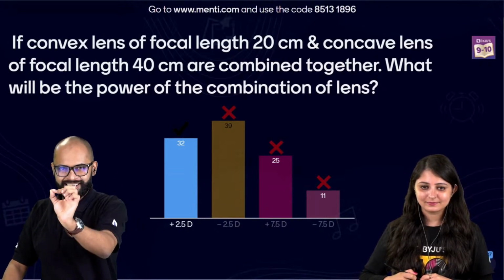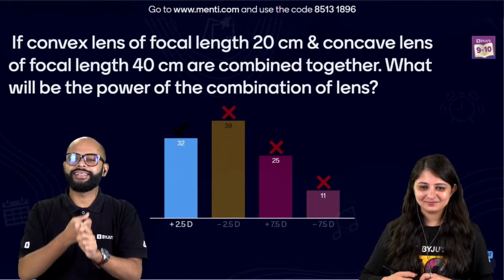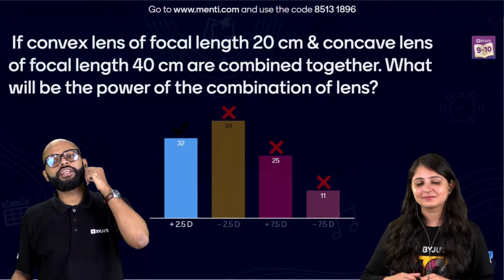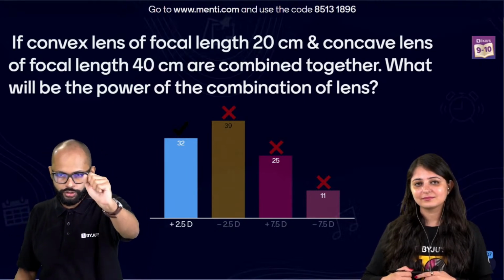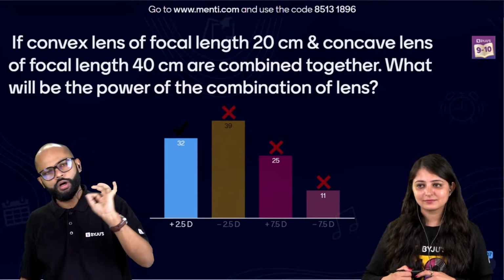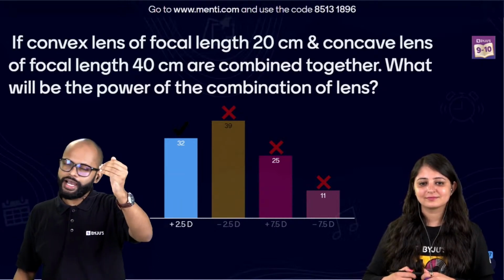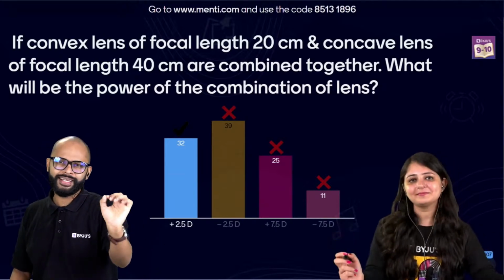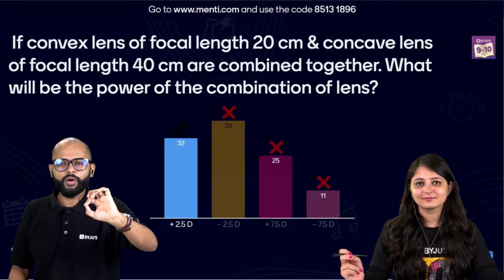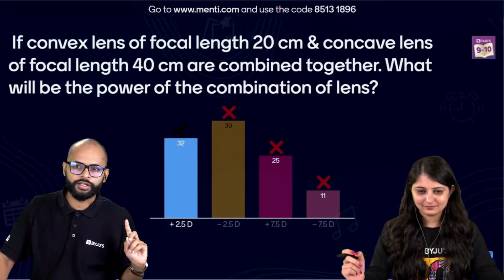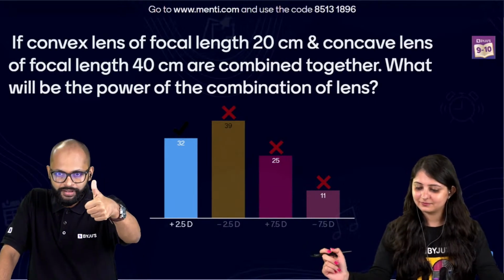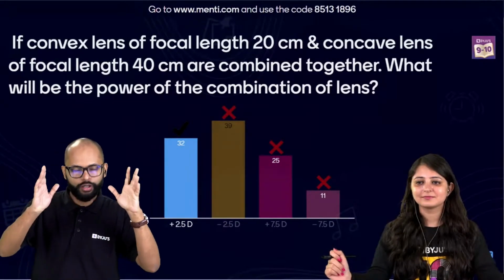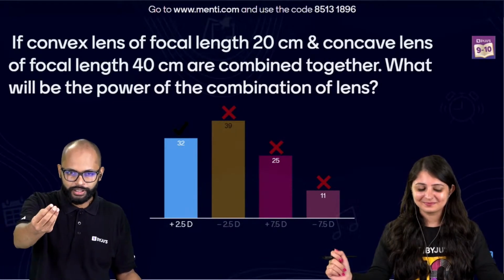First of all, choose a proper sign convention for the focal length. It's a convex lens, so the focal length will be positive because it is to the right. Second is the concave lens. Its focal length is going to be negative because it is to the left. So you get plus 20 and minus 40. Now what happens? Either you go for 100 upon focal length in centimeters, or 1 upon focal length in meters. It doesn't matter. So 100 upon plus 20. For the convex lens, you will get plus 5. For the concave lens, you will get minus 2.5. So overall, what are you getting? Plus only, right?